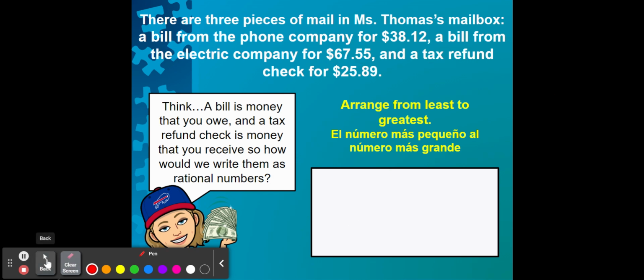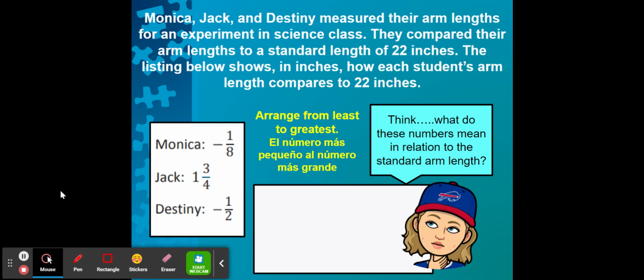All right, I'm clearing my screen. We're going to go on to our next one. So this is at the top of your next page, number 4. Monica, Jack, and Destiny measured their arms lengths for an experiment in science class. They compared their arms lengths to a standard length of 22 inches. The listing below shows in inches how each student's arm length compares to 22 inches. You're going to arrange from least to greatest.